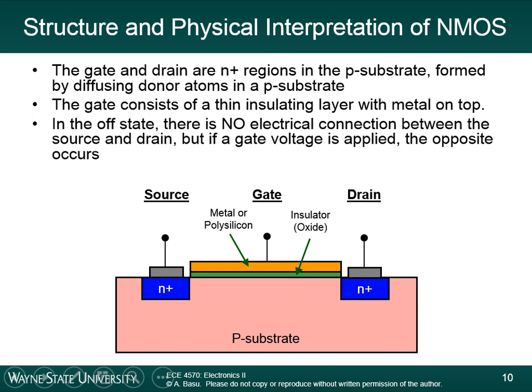There's an insulating material on top of the substrate, and on top of that there's a metal region which acts as the gate. So these gray boxes over the source and drain are metals, and this orange material is metal, or it could be made of a material called polysilicon, which acts as a metal. It's a highly doped semiconductor.